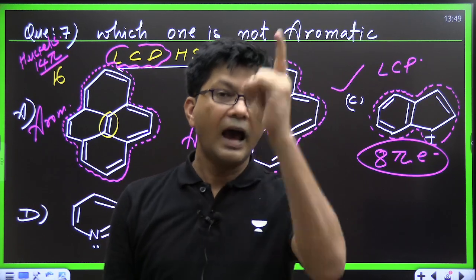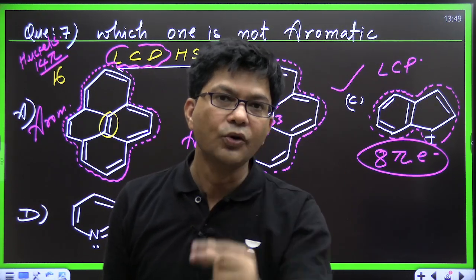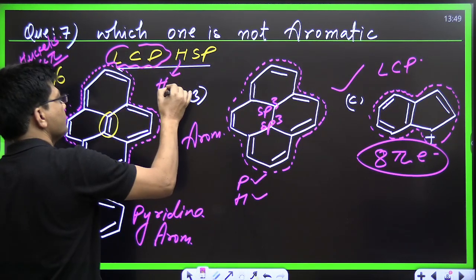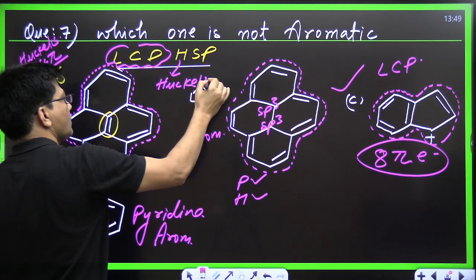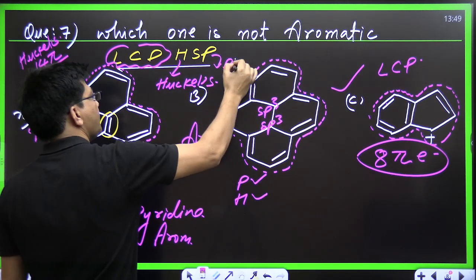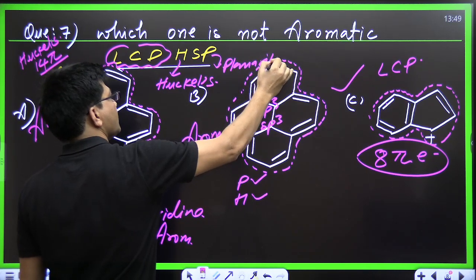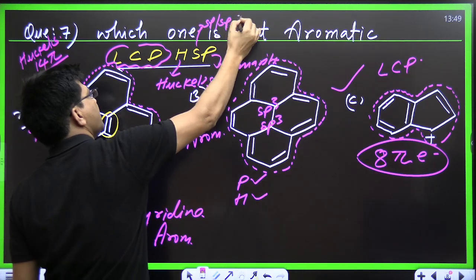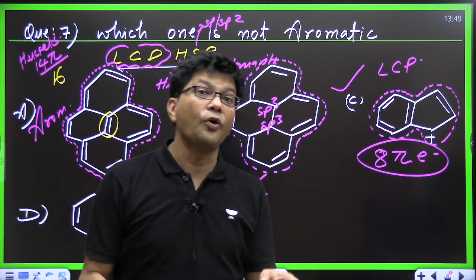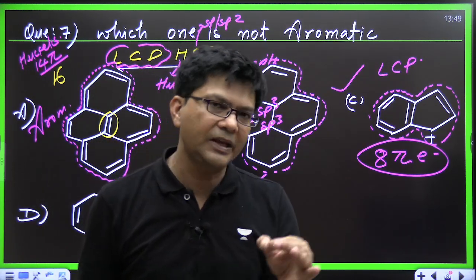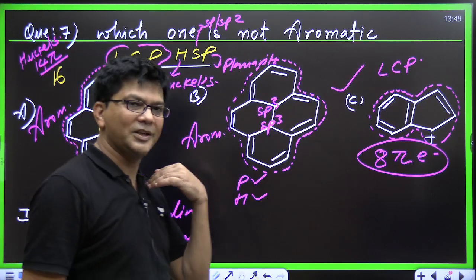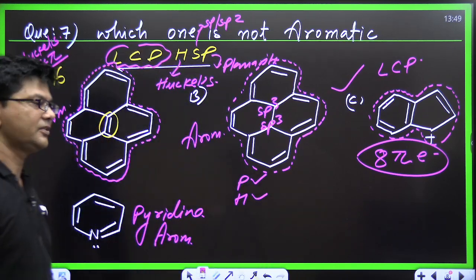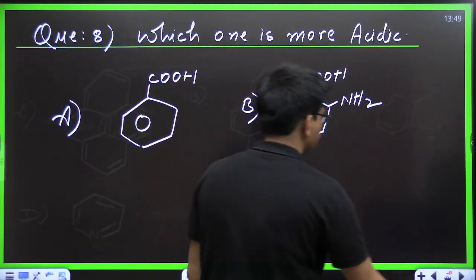How many students have got this as the new concept? LCP, HSP. H for Huckel's rule, and P for planarity rule. And my name is also HSP. S for either the carbon can be sp hybridized or sp2 hybridized. Both are responsible for planarity, whether sp or sp2. HSP means me. LCP, HSP.